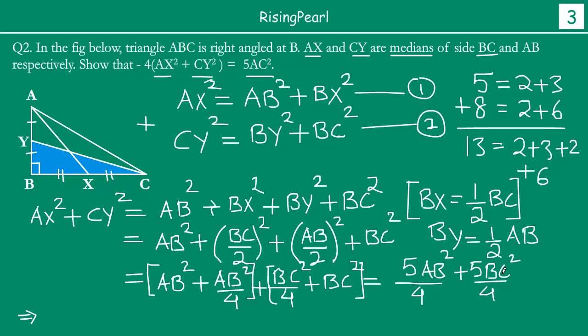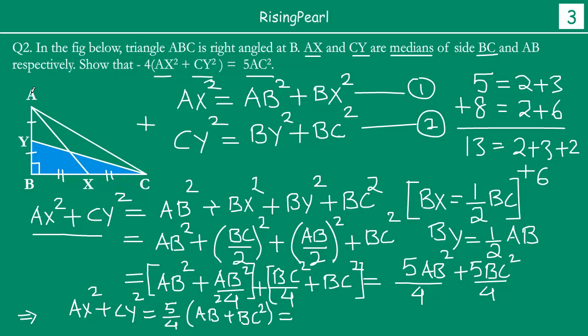So friends, let's write it here. On my left hand side we still have AX square plus CY square is equal to, if I take 5 by 4 common, I get AB square plus BC square. Yeah, we should have given us a little bit more space. So which is equal to, now what is AB square plus BC square?